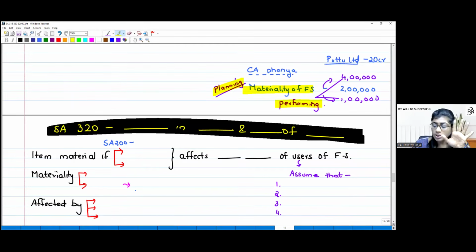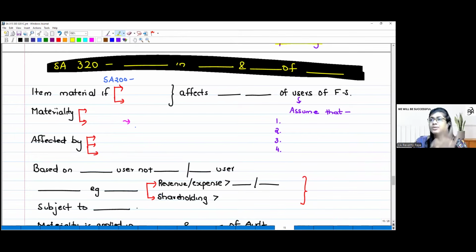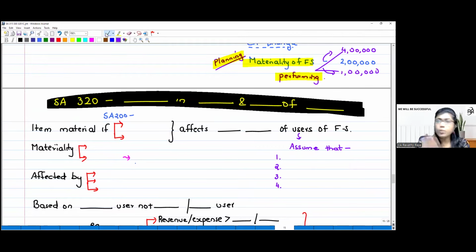Very good. Now, can you say the name of the essay? With the example, can you say the name? Danya's example. One word, materiality. Just now we said she fixed 2 lakh in planning and she revised it to 4 lakh or 1 lakh in performing. So materiality in planning and performing of audit. Now, do you understand the logic of this essay name?